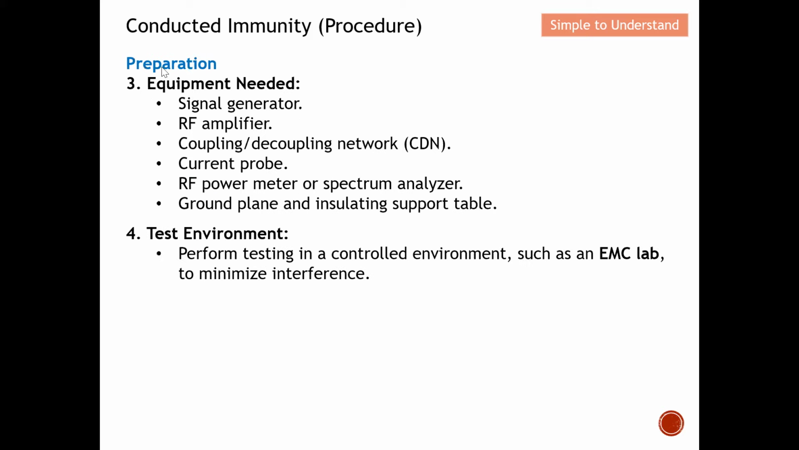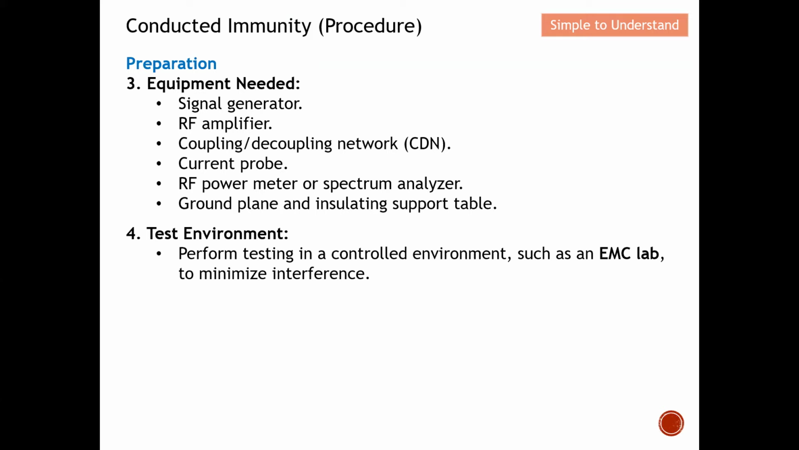Another thing in preparation is that we need to have all the equipment. The signal generator generates the noise. The RF amplifier boosts up the RF signal to a large level that can become a noise source to disturb your DUT. Then the coupling/decoupling network, CDN, which I think is the key topic here. From here you can see how the CDN couples the noise source and also the power source all the way to your DUT.